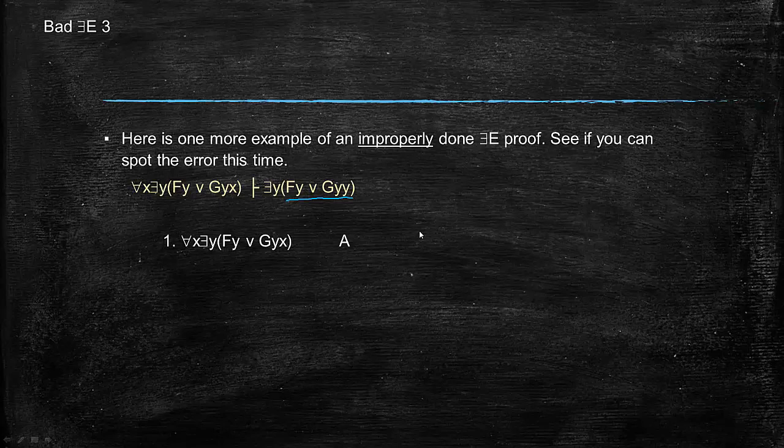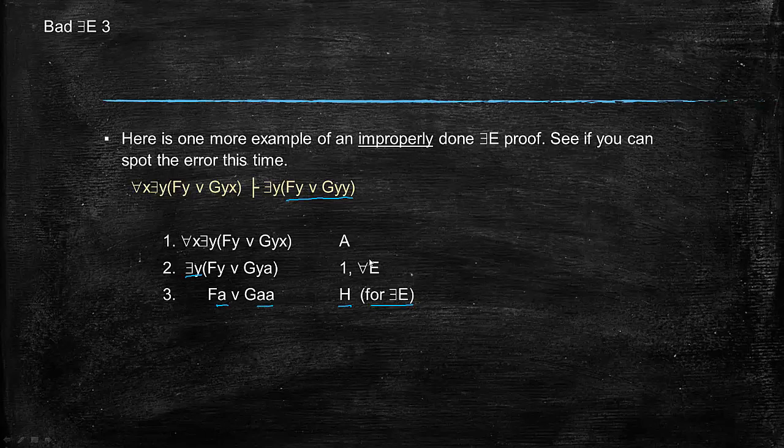So we want to go ahead and first of all, we've got a nice clean move with universal elimination to any constant we like or name we'd like. So there exists a y, f y or g y a will be fine. And now we need, of course, a to occur in the y spot as well. So you go ahead, and this is an existential, of course, so it's going to have to be a hypothesis for existential elimination. Go ahead and go to a again.